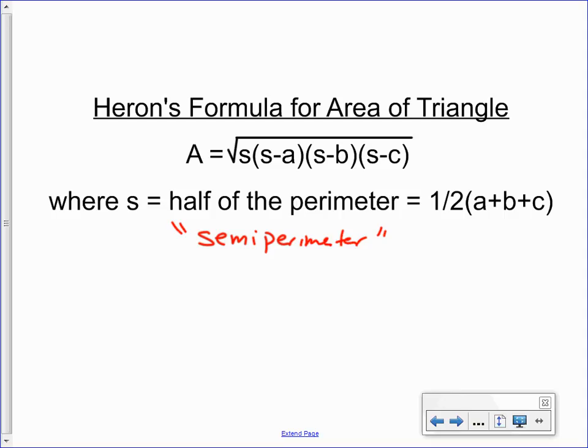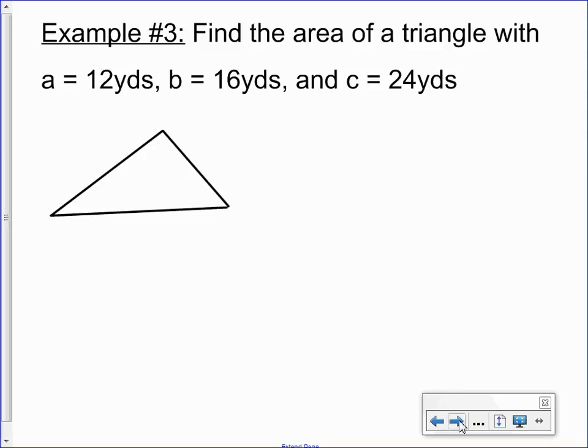Whatever happened to one half base times height? You could do that and drop the height and find the sine and cosine. But the problem is, we don't have any angles, and half base times height only works if you know the height. We only know the sides. So this is how Heron decided to do it, and it works.